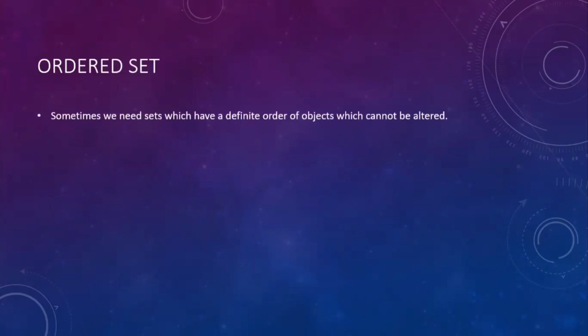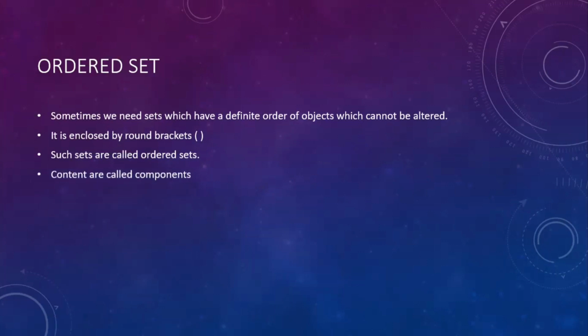And after that, let's see what an ordered set is. Sometimes we need sets which have a definite order of objects which cannot be altered. So we enclose those in round brackets, and they are called ordered sets. The elements we write in the brackets are called components, and two ordered sets are equal if corresponding components are equal.